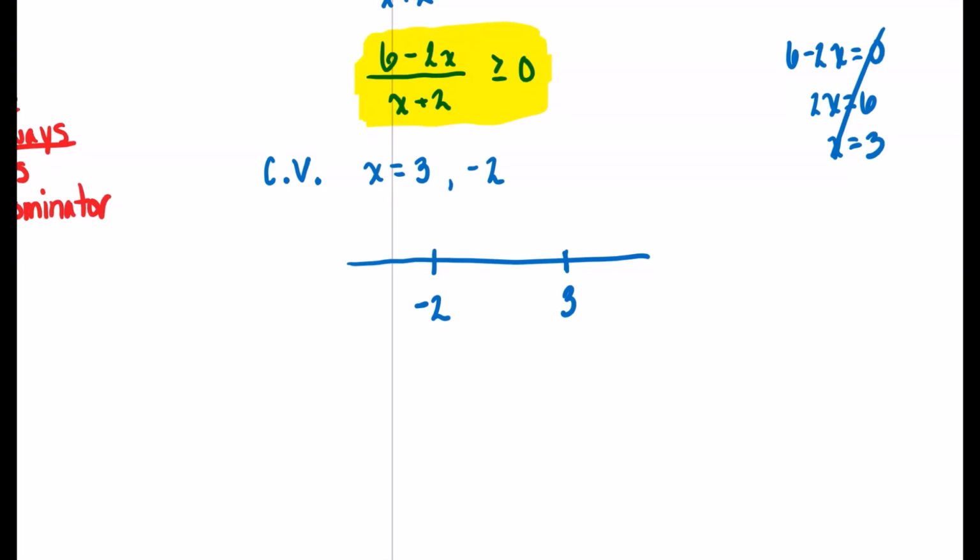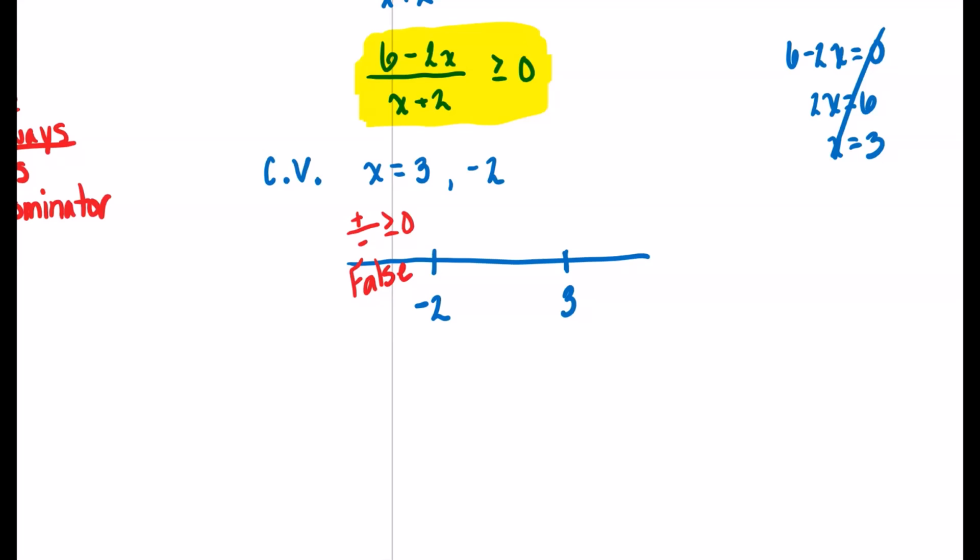Okay, so my first one, in my mind, I'm going to just choose negative 3. So then notice I'm going to get a positive over a negative. Is that greater than or equal to 0? And the answer is no, that's false. That would come out to be a negative number. There's no way that a negative number is greater than 0.